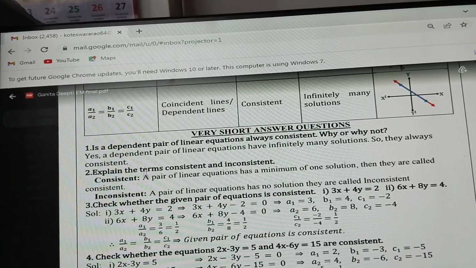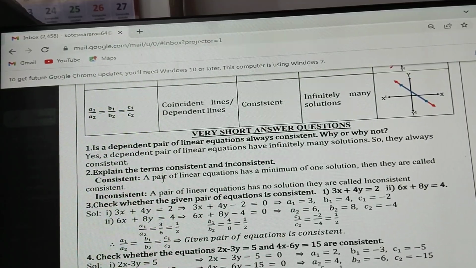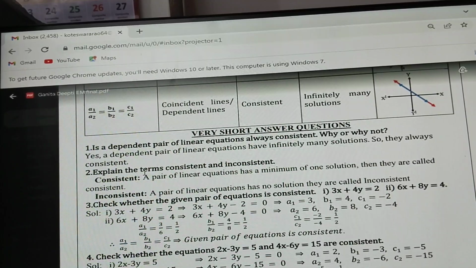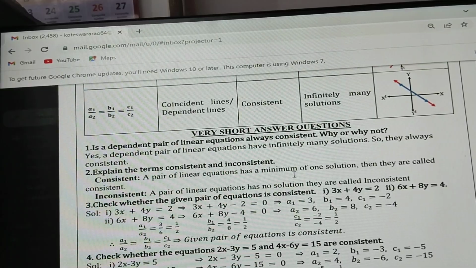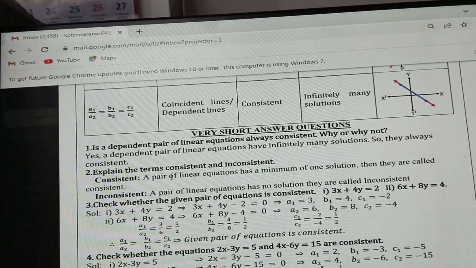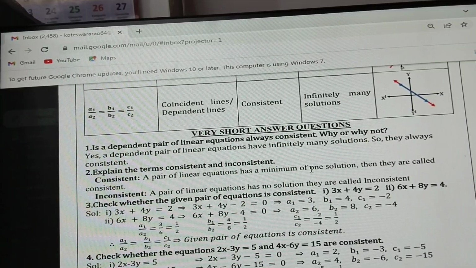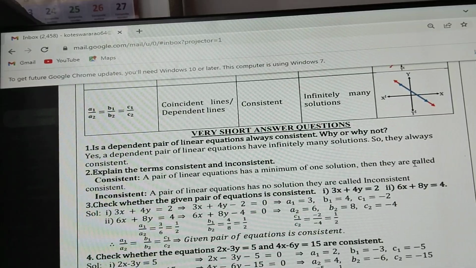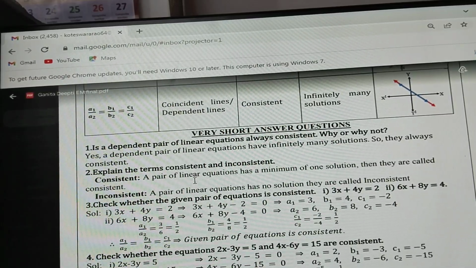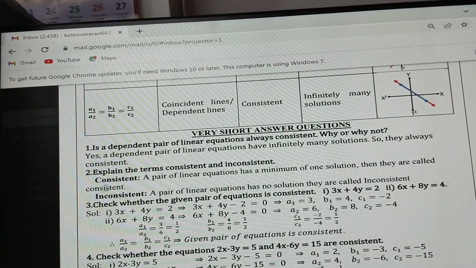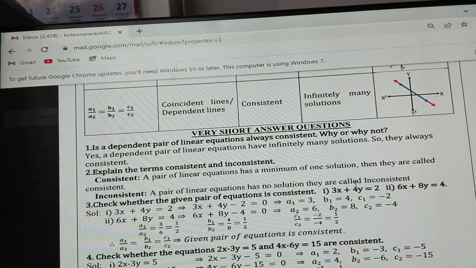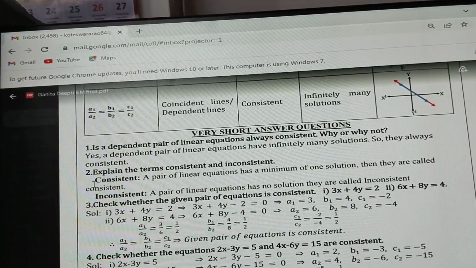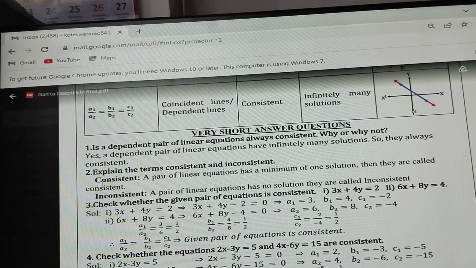Second one, explain the terms consistent and inconsistent. Consistent means a pair of linear equations has a minimum of one solution. Listen carefully, again I am reading here: a pair of linear equations that has a minimum of one solution is called consistent. Inconsistent: a pair of linear equations that has no solutions is called inconsistent. Consistent and inconsistent, they ask as 1 mark or 2 mark questions. This one, explain it.